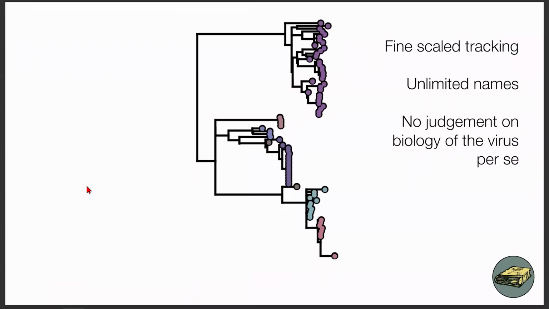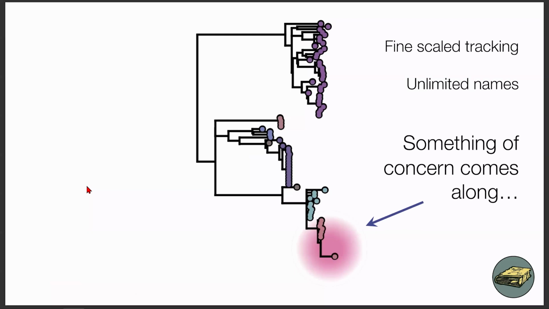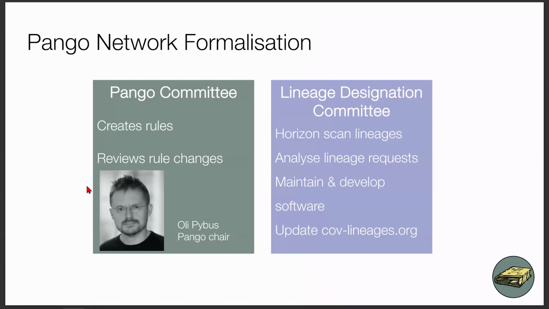So the Pango system is a fine scale tracking system, and this has clearly been very useful. Having a system that's apolitical and has an unlimited number of names, with not necessarily any judgment on the biology of the virus per se, is very useful. So then it's got a name, and when something of concern actually comes along, we can already discuss it unambiguously between groups.